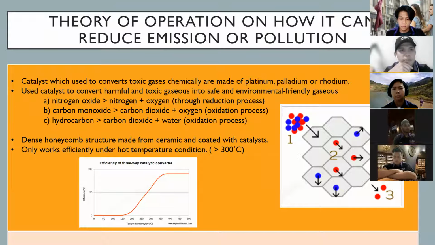I'm going to explain the theory of operation on how a catalytic converter can reduce emission and pollution. Basically, what is a catalytic converter? We know it converts dirty air from the engine into clean air through the tailpipe. But what is that about?